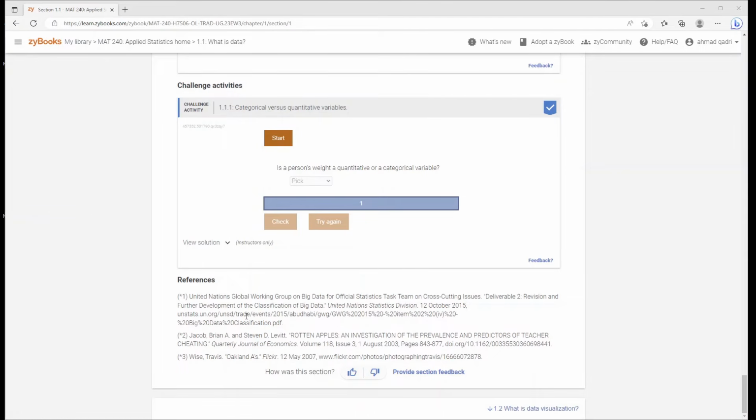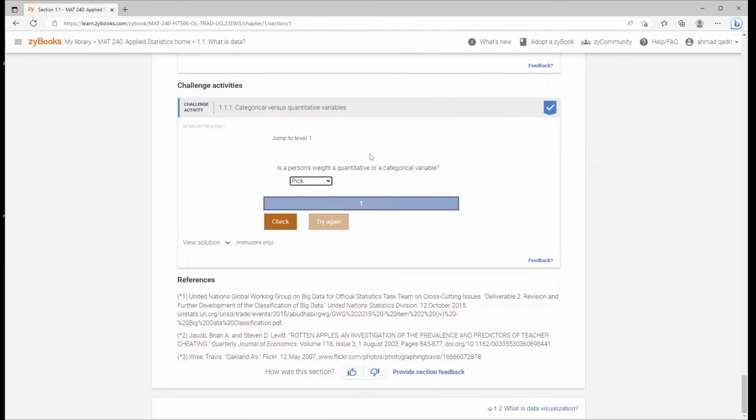Here is challenge activity 1.1.1, and this is about categorical versus quantitative variables. So let's start the activity. And the question is, a person's weight, a quantitative or categorical variable?